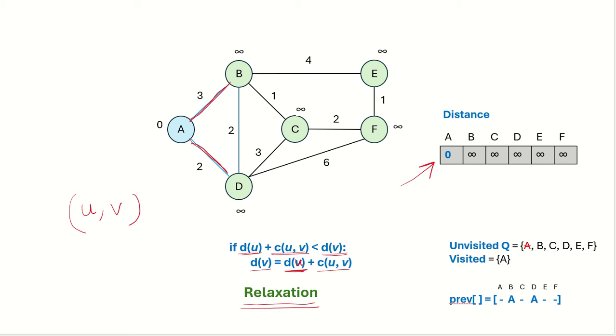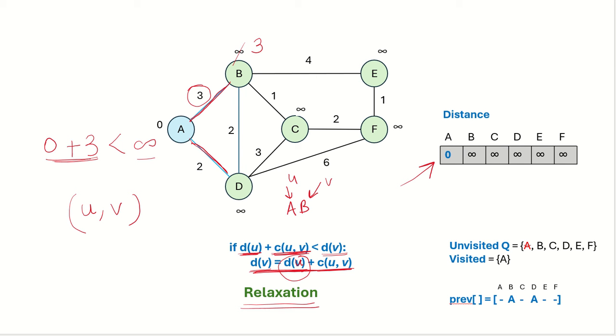So let's take AB. That means U is A and V is node B. So is the distance of U, which is 0, plus the cost of the edge between U and V, which is 3, less than infinite or not? Yes, it is less than infinite. So now we have to update the distance of node B. The node B distance would become distance of U, which is 0, plus cost, which is 3. So this would be updated to 3. We will say that this distance has been relaxed now.